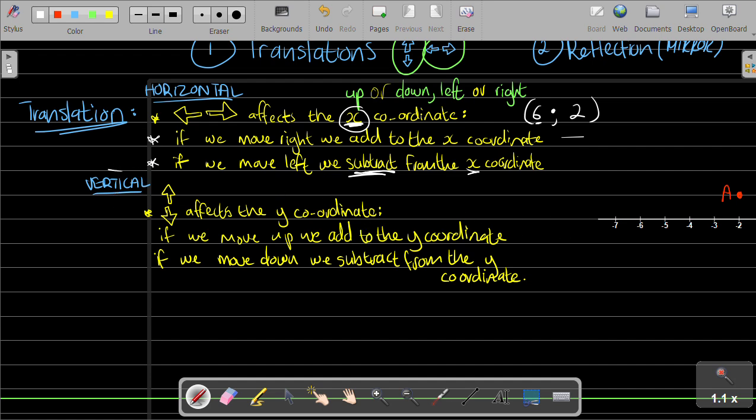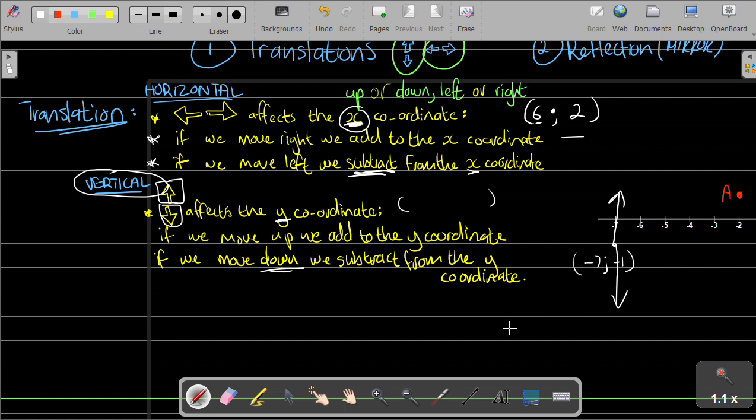Okay, let's look at vertical. So when we look at vertical, guys, it's got to do with going up or going down. So this is obviously going to affect the y coordinate. Let's say I use an example here: -7 and -1. If I'm going to go up, what's going to happen to my y coordinate? It's going to increase, well, plus. If we move down, we subtract from the y coordinate.